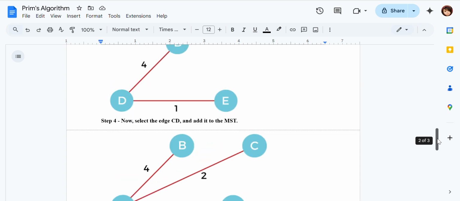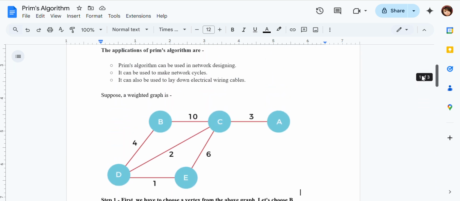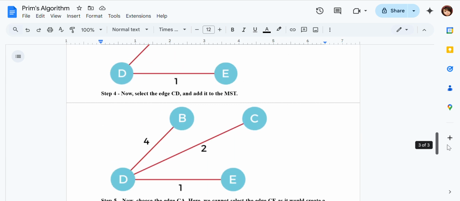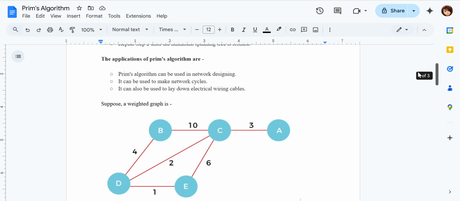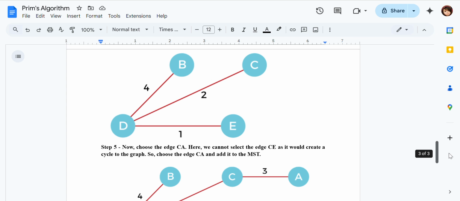So again for the C, what are the adjacent vertices? For the C we have A with a minimum cost of 3. We have added that. The edge AC has been added with a weight of 3. So now all the vertices have been connected. Now you can see all the vertices have been visited. So A is visited, C is visited, E is visited, D is visited, and B is visited. So all things have been added up.